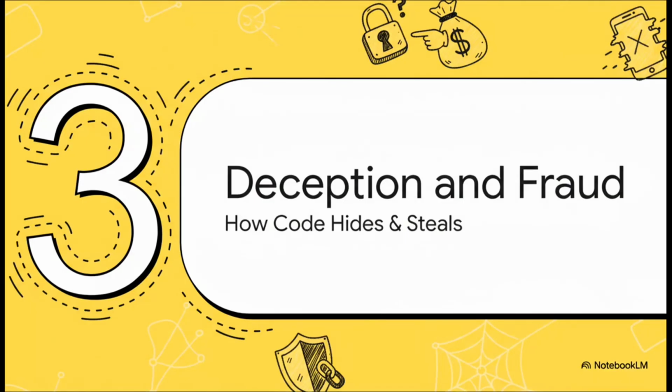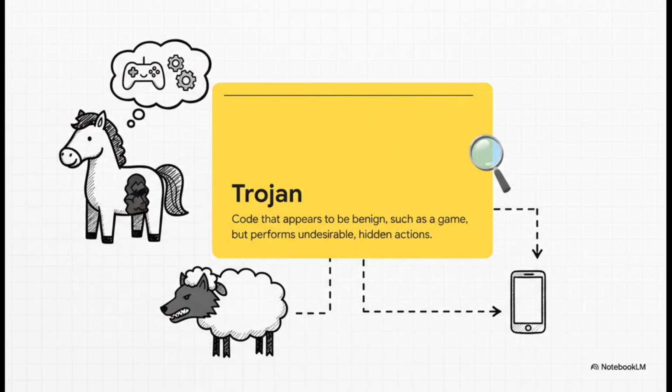Okay, so we've seen how malware can steal data. Now let's shift gears and look at another huge category: malware that's built specifically to trick users and steal their money. And that brings us to the classic Trojan. The whole idea is a bait and switch. Your app looks like something harmless, maybe a fun little game or a handy utility, but it's got this hidden, malicious part to it. It's the classic wolf in sheep's clothing, doing things the user never, ever agreed to.